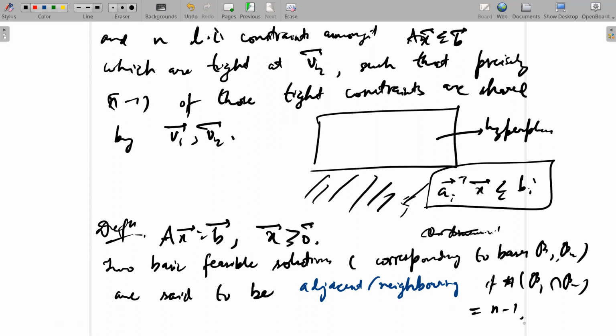And as you can guess, the whole point is to relate these two notions, this computational notion, because you're choosing m things from n columns. You're choosing m columns which are linearly independent. That is giving you a basis, and you're just removing one of those columns and adding something else, and still making sure that the resulting m columns are linearly independent. So these will correspond to adjacent basic feasible solutions. Yeah, the corresponding basic solutions will be adjacent.